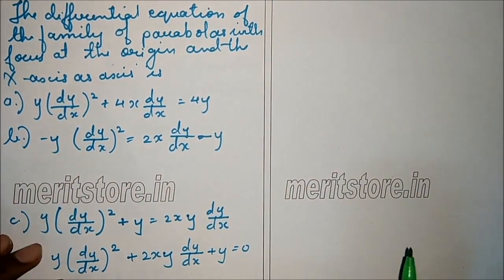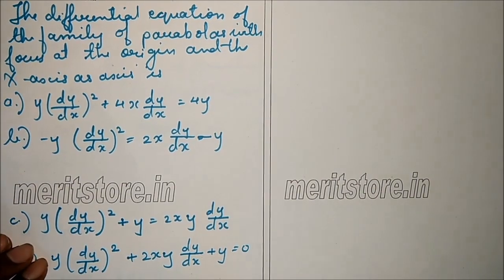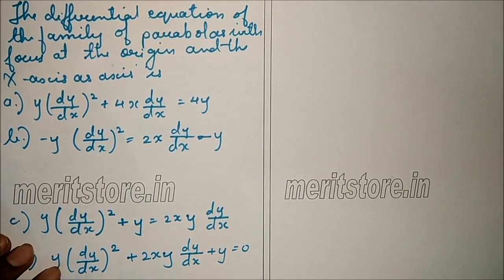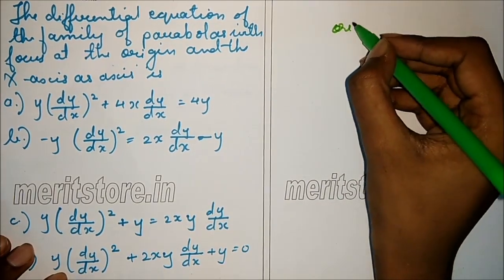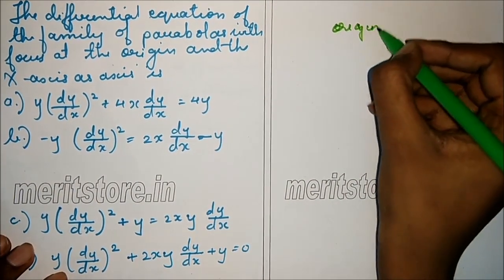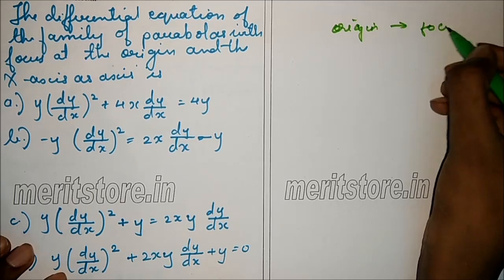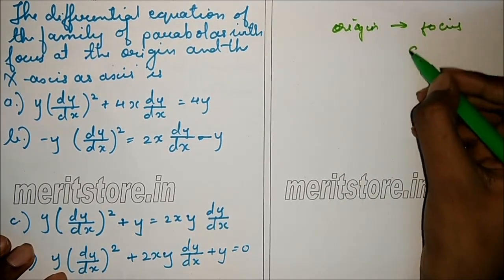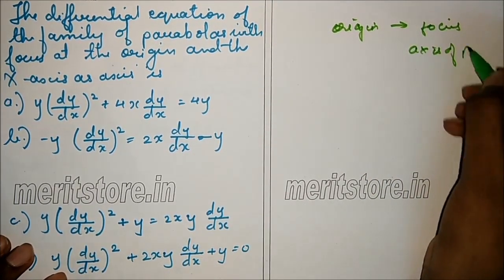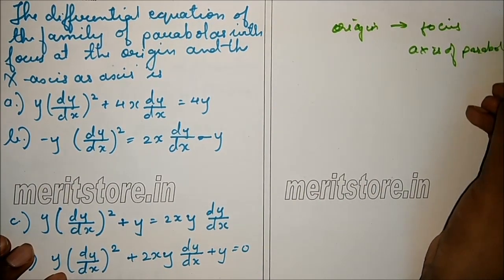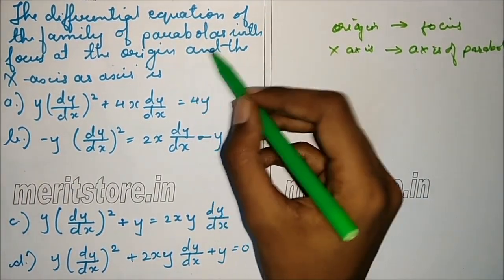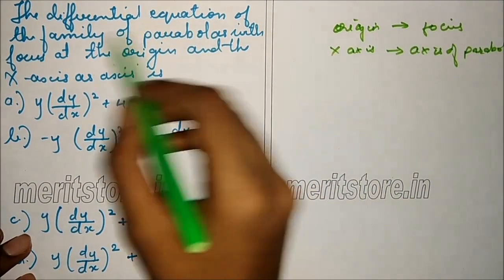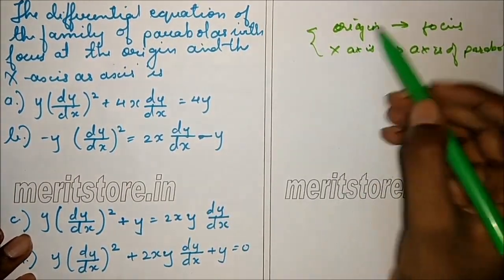The differential equation of the family of parabolas with focus at the origin and x-axis as the axis is. So the condition is given as: origin acts as focus and axis of parabola is x-axis. So we have to find the equation. First we have to find the equation of the family of parabolas satisfying this condition.